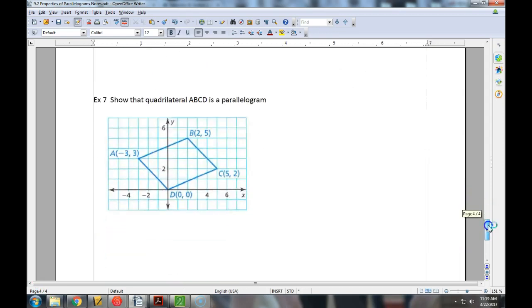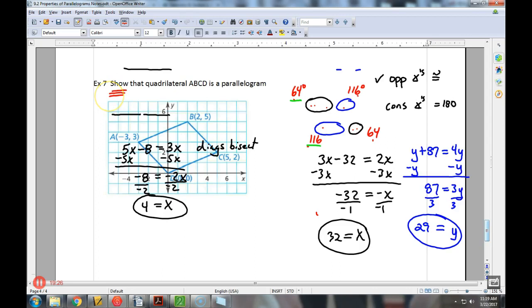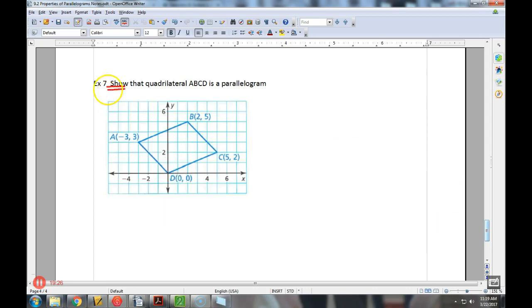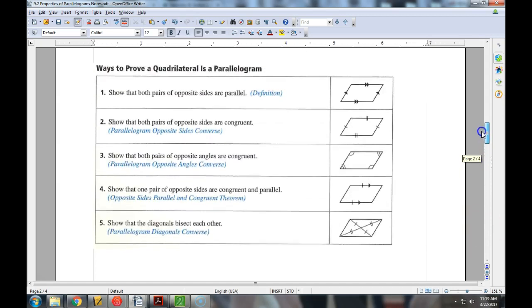All right, final question. Show that it is a parallelogram. Well, in order to show or prove that it's a parallelogram, that was all those ways on the first page. So if I scroll up to right here, these are all the ways. So basically, I have to look through and pick, not all of these, but just pick one. Pick one to go for.